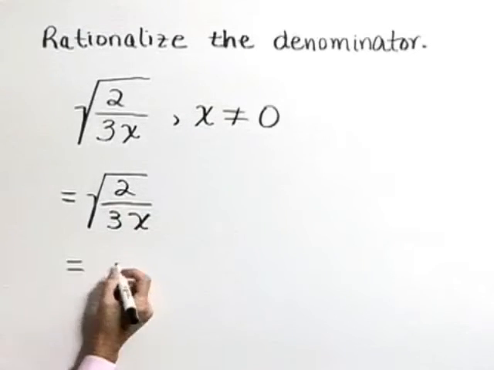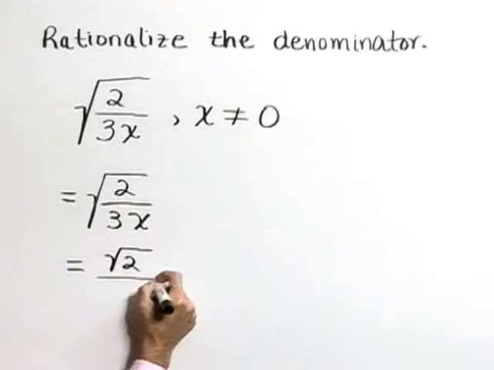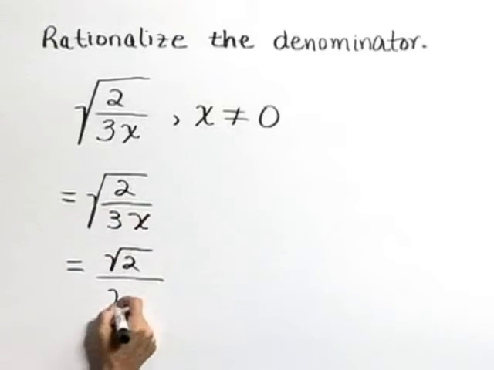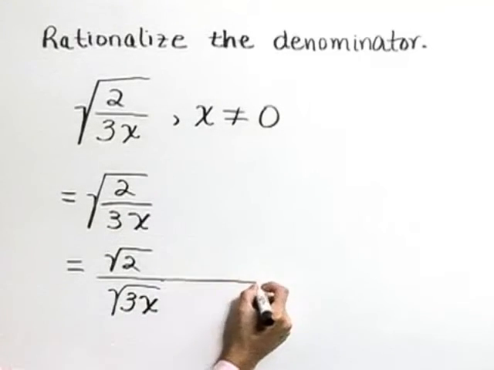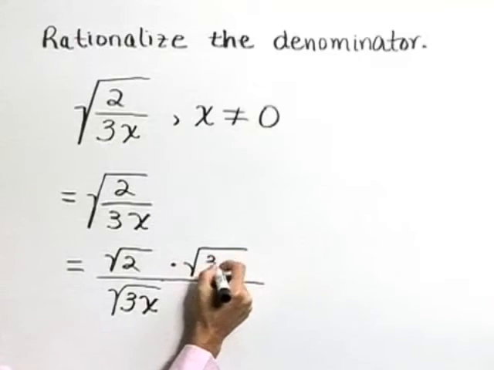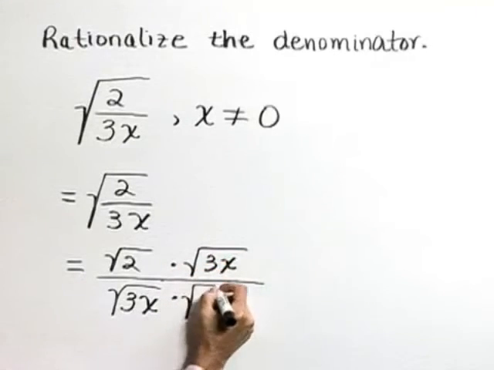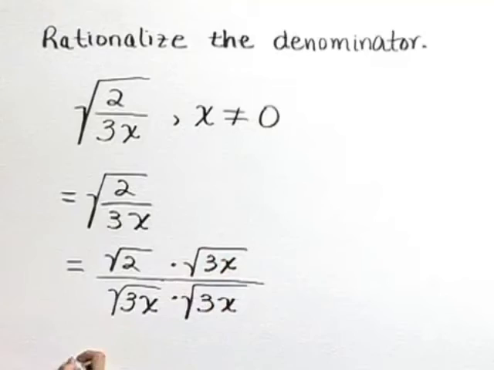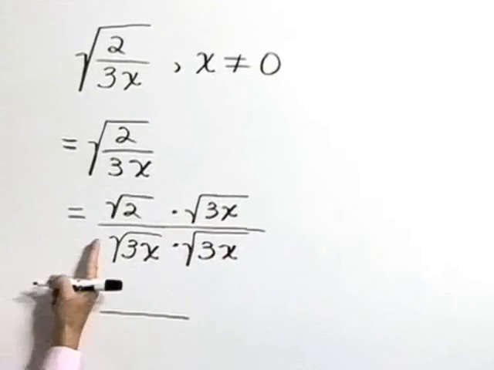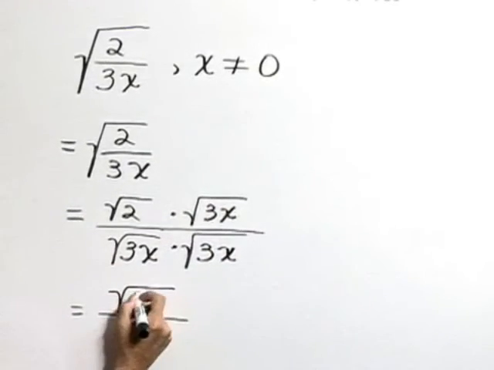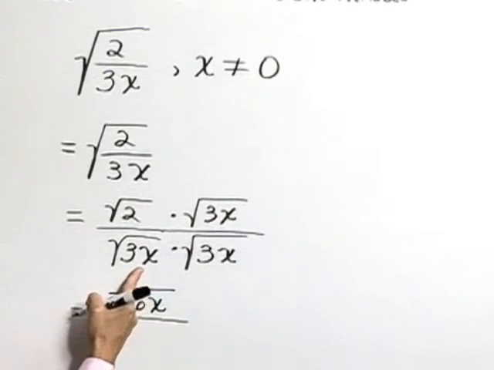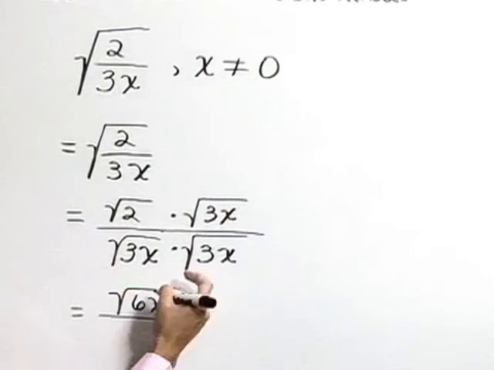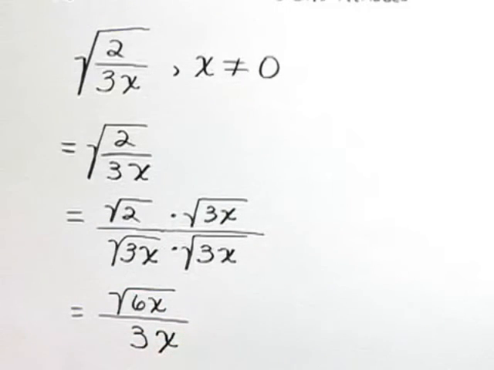I think I'll go ahead and take a step and separate our numerator and denominator values, writing this as the square root of 2 over the square root of 3x. Now, multiplying the numerator and denominator by the square root of 3x gives in the numerator the square root of 6x. In the denominator, the square root of 3x times itself yields 3x.